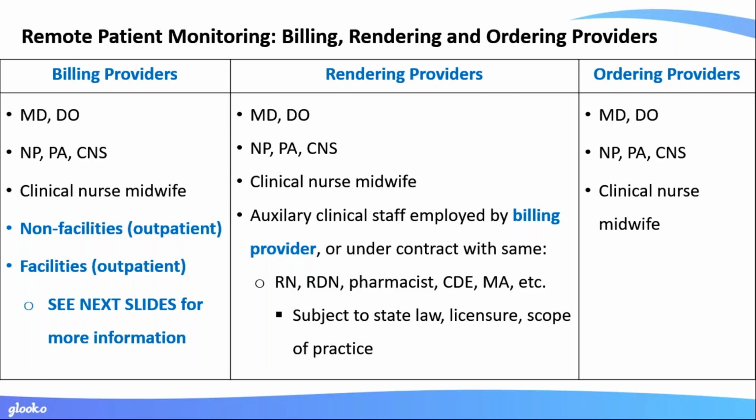Rendering providers, who can render the services defined by these codes, are the same individuals who can bill and the same individuals who can order. So billing, rendering, and ordering, that subset is all the same. But in the middle column under rendering, look at auxiliary clinical staff employed by the billing provider. And this was a change in 2020.